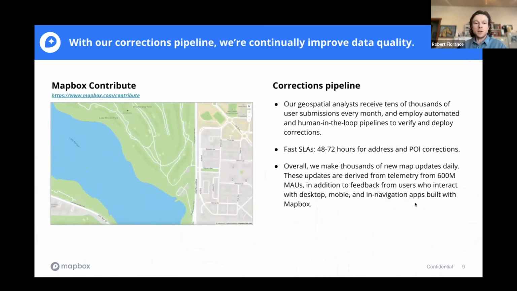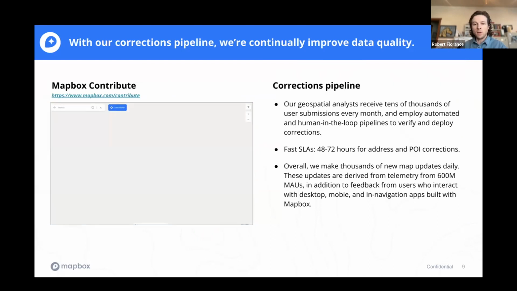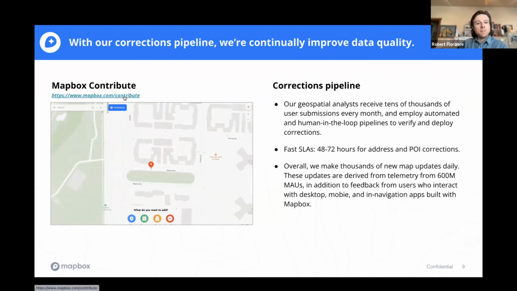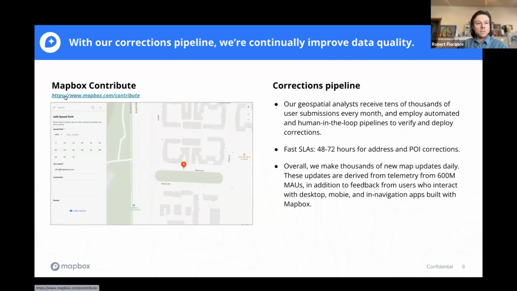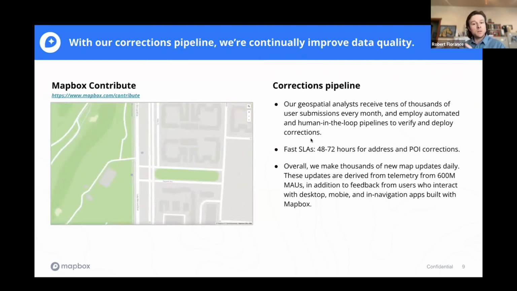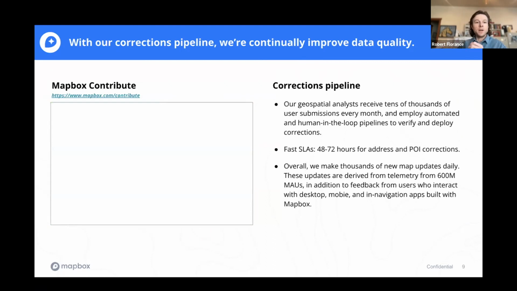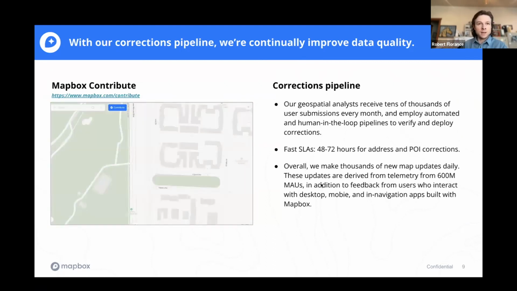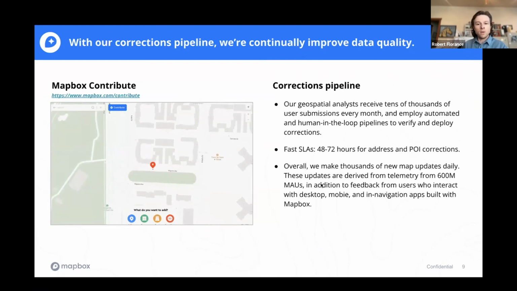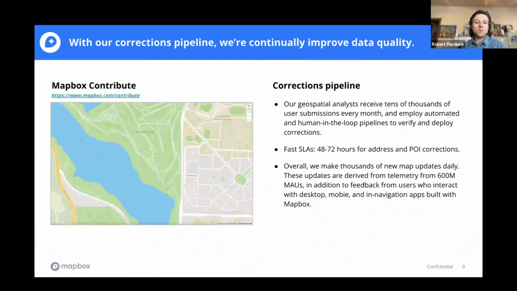The last thing I want to talk about before we get into it is that all of this is backed by a really robust corrections pipeline. We've got hundreds of people on a team that manually reviews corrections submitted by end users and our clients to mapbox.com/contribute. They'll look at, oh, someone said there's a new address here, or someone said this address is in a slightly different location. That team looks at satellite imagery, street view data, and ground truth sources to make those updates. So we make hundreds of thousands of updates to our maps every month.